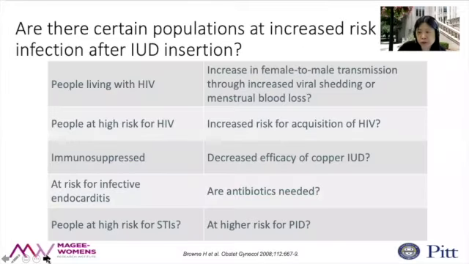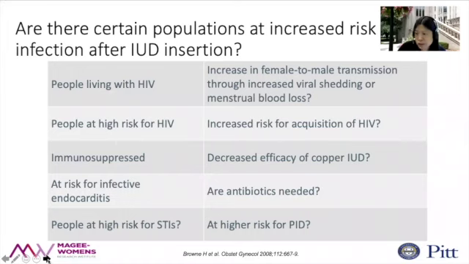So are there certain populations who might be at increased risk for infection after IUD insertion? There are theoretical risks or concerns about infection for all of these groups, such as increased risk of infection or PID for people who might be at increased risk for infection. For people living with HIV, there have also been concerns about whether or not there's increase in female to male transmission of HIV through increased viral shedding or menstrual blood loss. There's a question of whether people at high risk for HIV may have an increased risk for HIV acquisition.